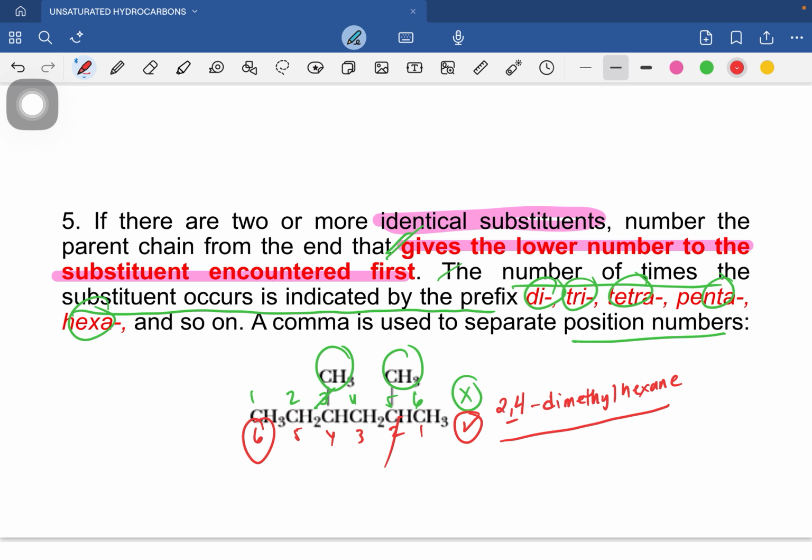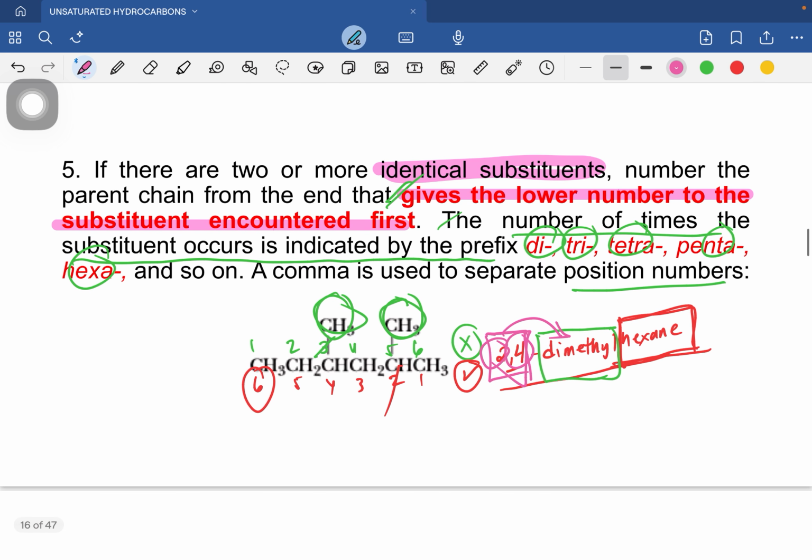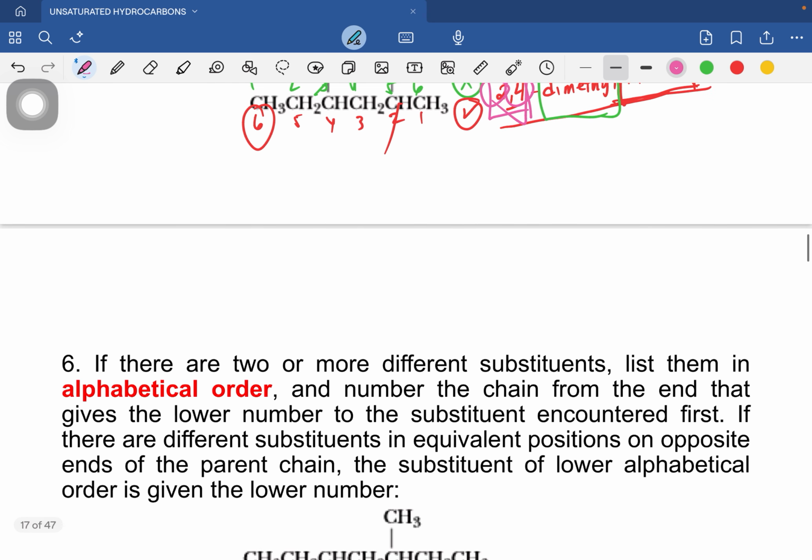So this is actually the correct name for this compound po, 2,4-dimethyl hexane. Hexane, bakit? Kasi it's a 6 carbon long chain. Dimethyl because there's 2 methyl substituent, and 2,4 to denote that these dimethyl are attached at carbon number 2 and carbon number 4.